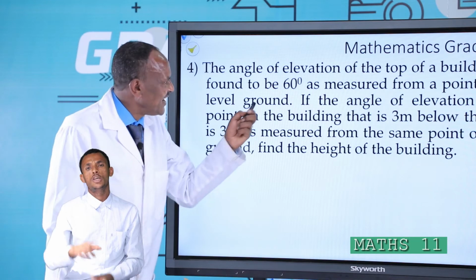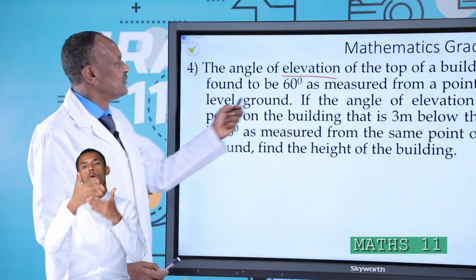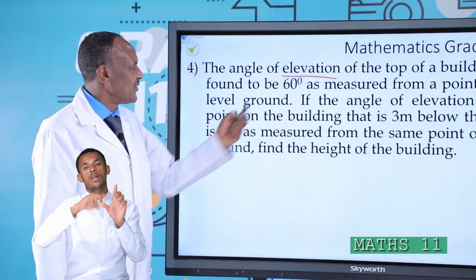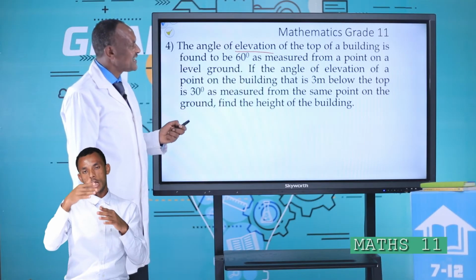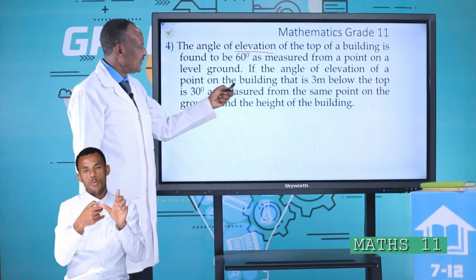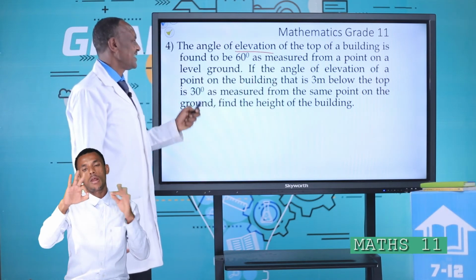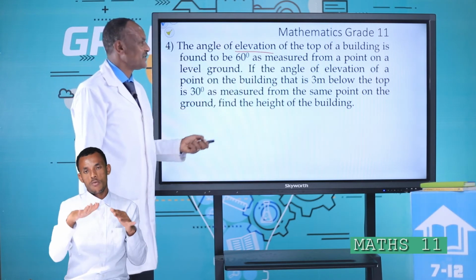The angle of elevation of the top of a building is found to be 60 degrees, as measured from a point on level ground. If the angle of elevation of the point on the building that is 3 meters below the top is 30 degrees, as measured from the same point on the ground, find the height of the building.